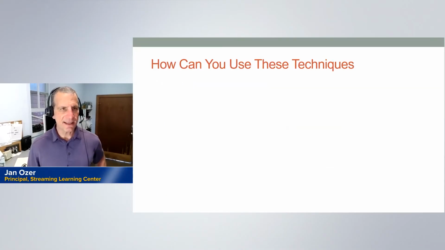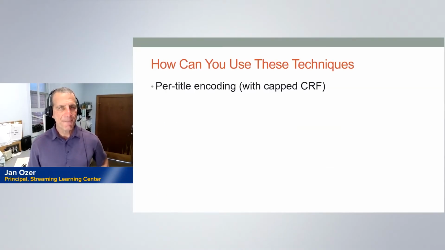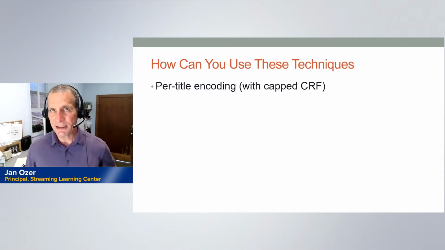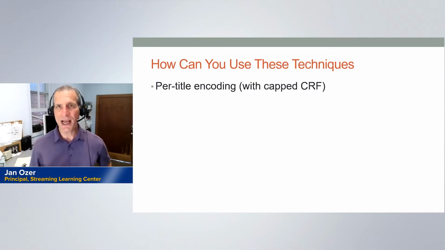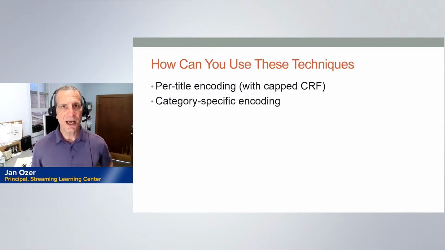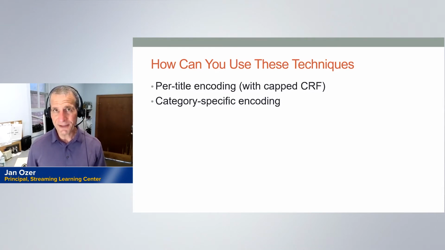How do you use these techniques? If you are Netflix, you can use this on a per-title basis. Very few companies can do that. You just don't have that kind of money to spend on each video. I've tried this several times with category-specific encoding.